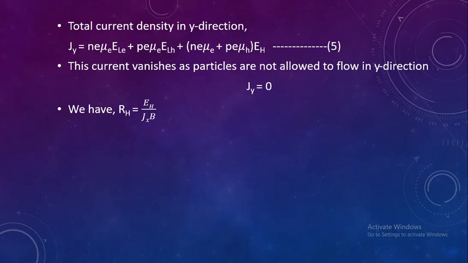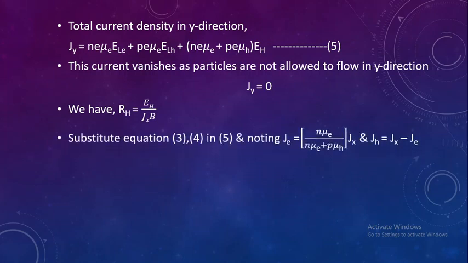So when we use all these equations, equation number 3, equation number 4, as well as this RH is equal to EH by JX into B, when we substitute all the values in equation number 5 and take JE is equal to N mu E by N mu E plus P mu H into JX, which is a part of the total current density, because JX will be equal to JE plus JH. That's why we can just say that JH is equal to JX minus JE, and that part of the contribution of JE will be equal to N mu E by N mu E plus P mu H into JX.